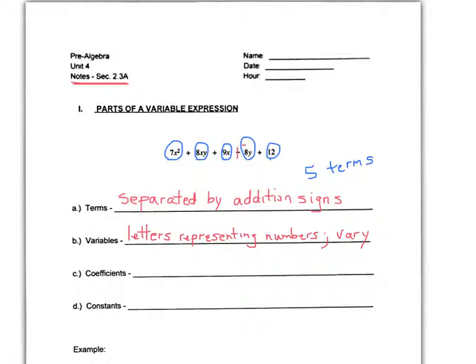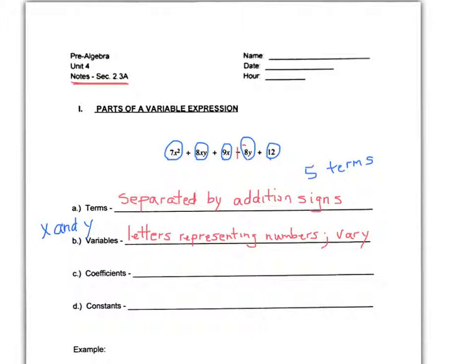Oh, I'm sorry. In this particular example up here, there are two variables. There is x and y. So the variables in this problem are x and y.